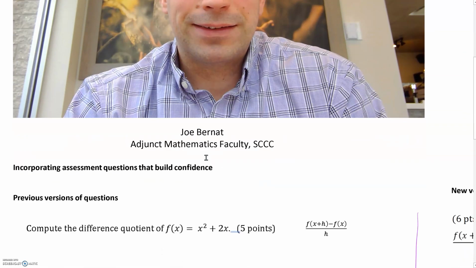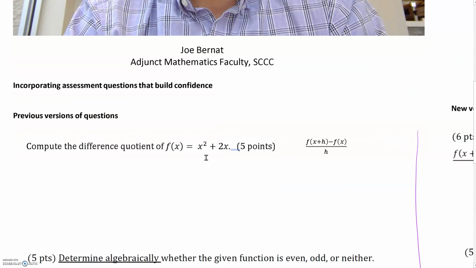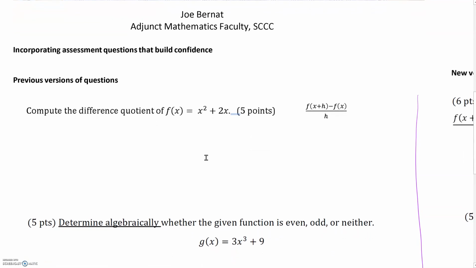First way that I generally try to incorporate these JEDI principles is by incorporating assessment questions that build confidence within the assessment. In older versions of exams, I used to try to have students compute the difference quotient, as an example, where I gave them the formula and asked them to compute the difference quotient and left it as a blank question that they could then answer.